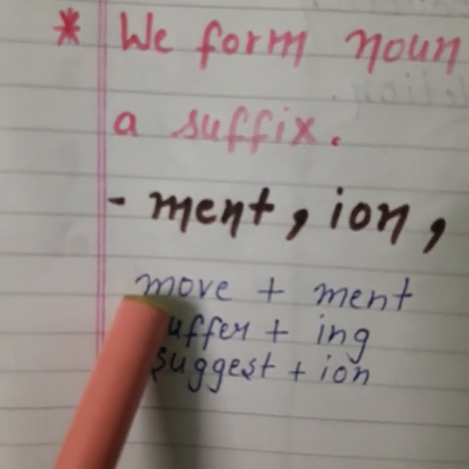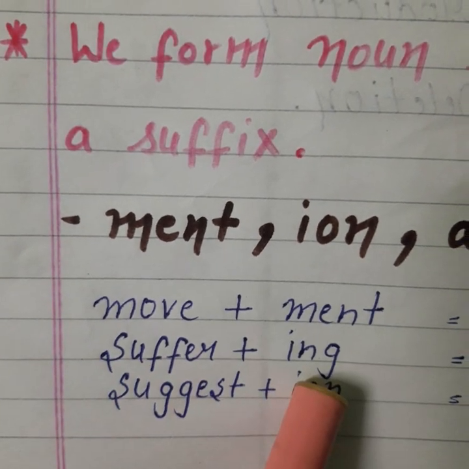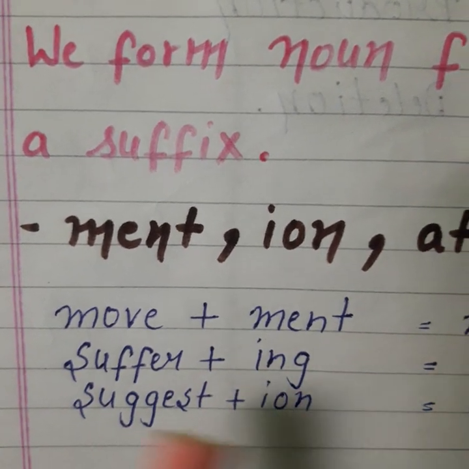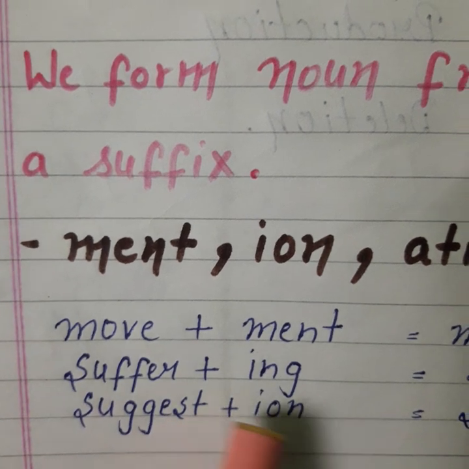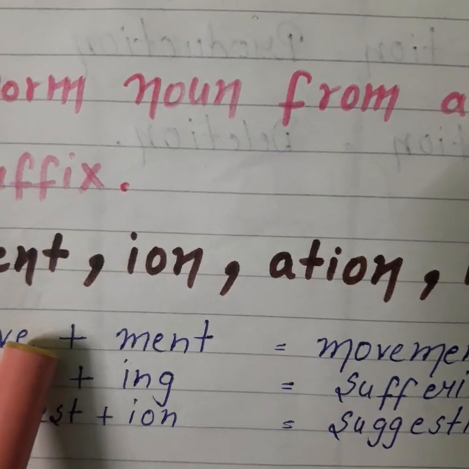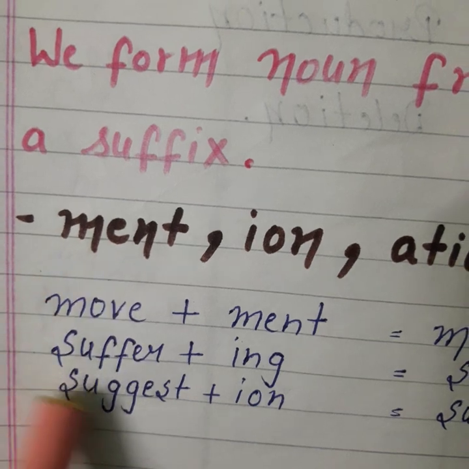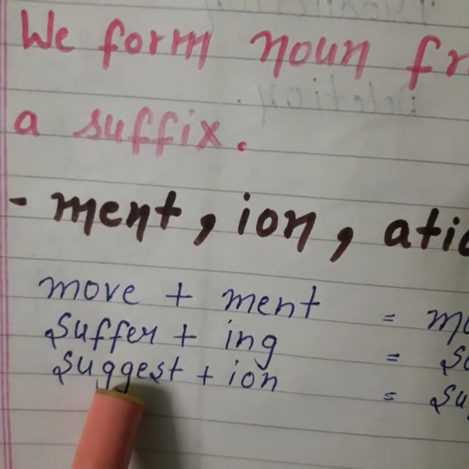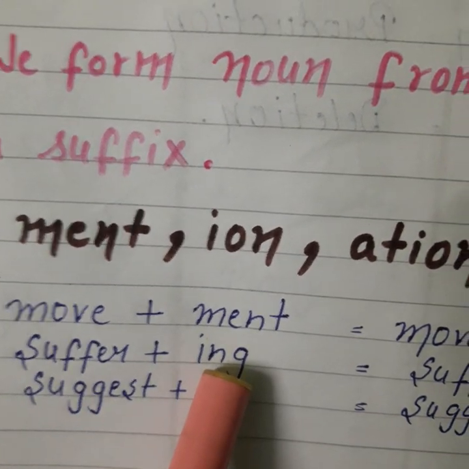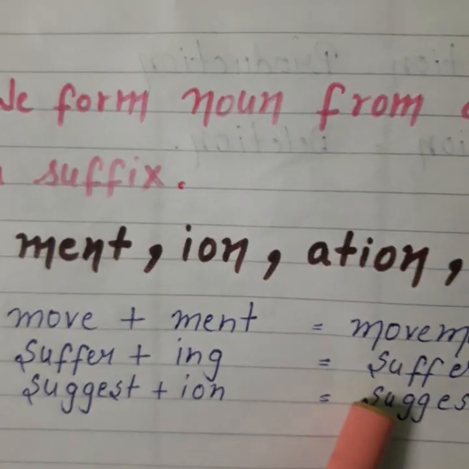Now move is a verb here. Suffer plus ing, suffering. Suggest plus ion, suggestion. So these are the nouns. We have formed the nouns by using all these three verbs. These all three are verbs. ये तीनों क्या हैं? Verbs हैं. And by using the suffix we have created the nouns.